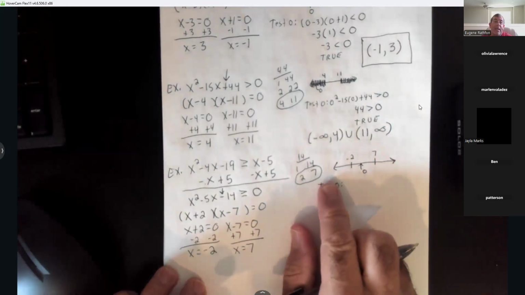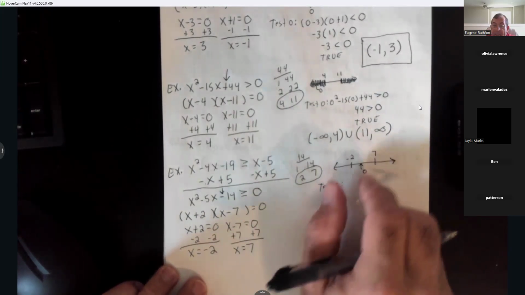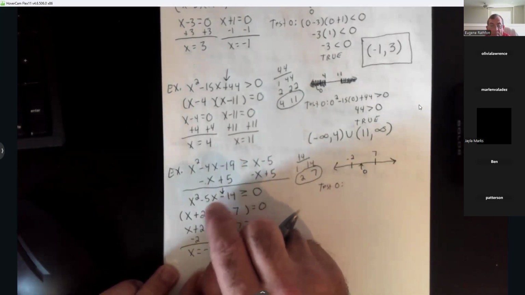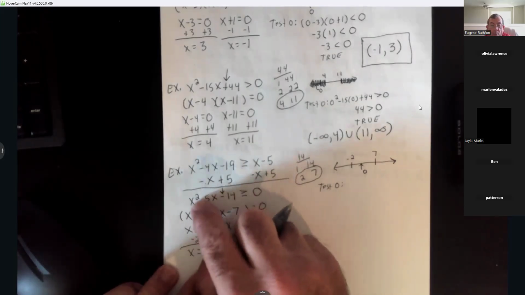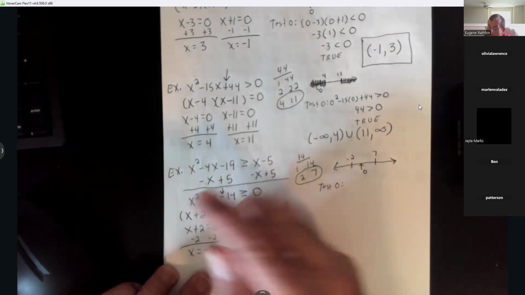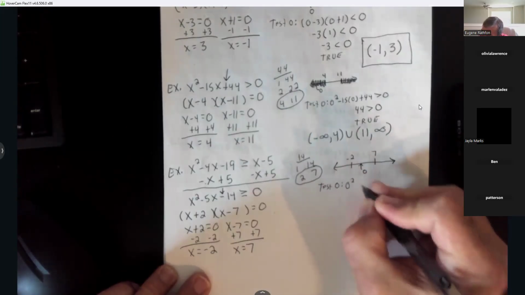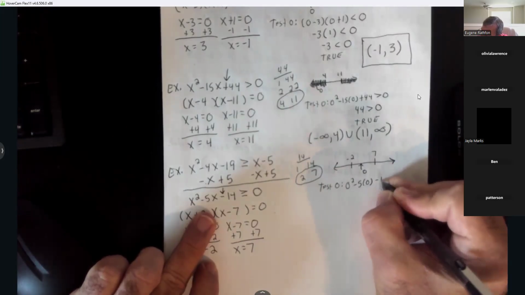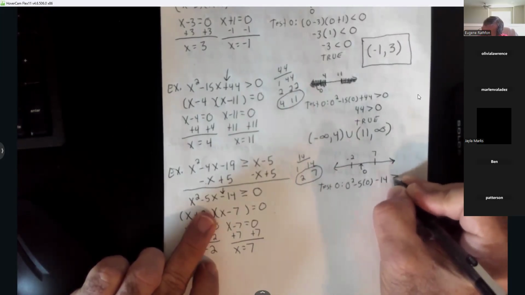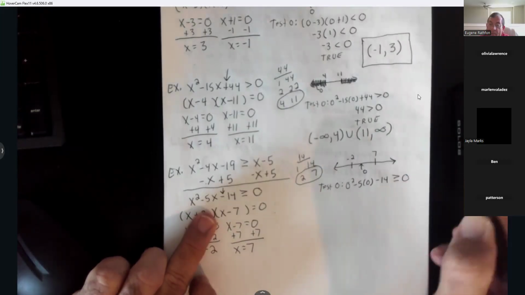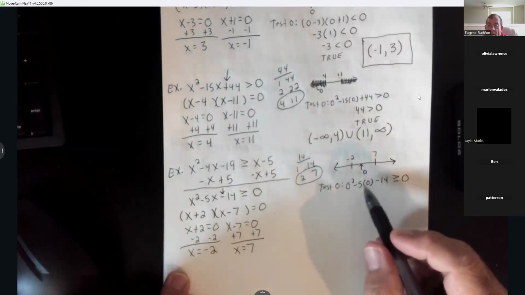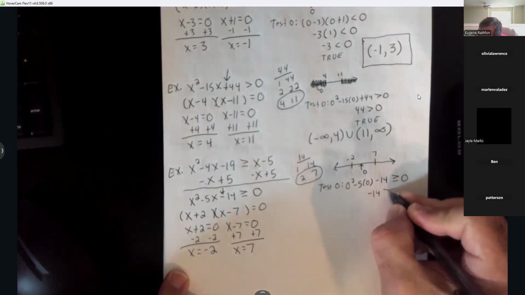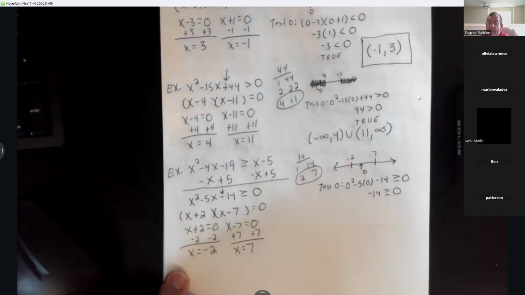Now, y'all can pick any number you want to test, but y'all, zeros are the easiest thing to put in here and check. And I'm going to use this equation where it's got the 0, okay? So x squared would be 0 squared minus 5 times 0 minus 14. That has to be greater than or equal to 0. Well, y'all, that's 0. That's 0. So I basically get negative 14 greater than or equal to 0.